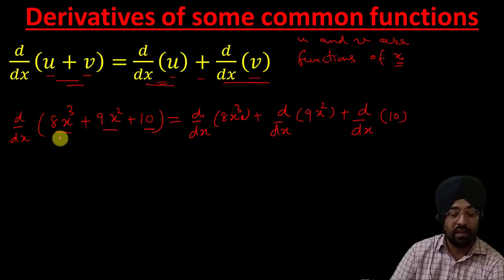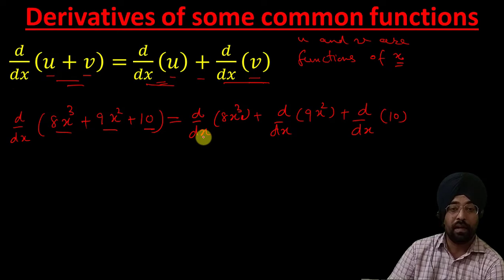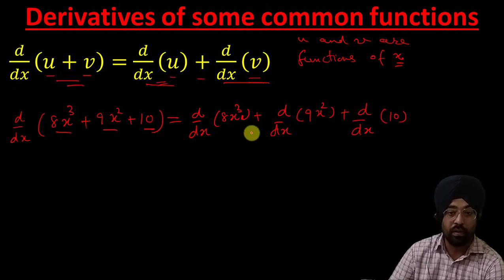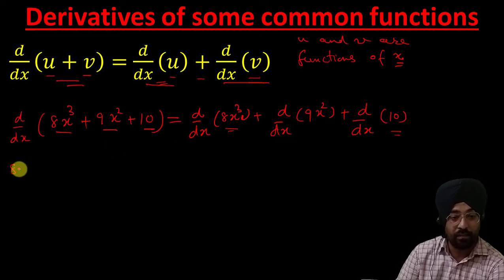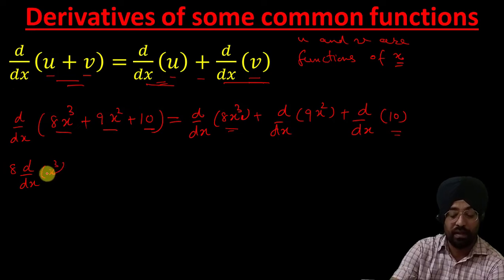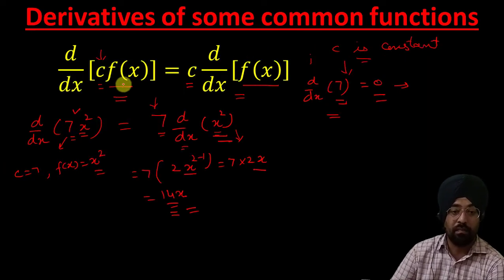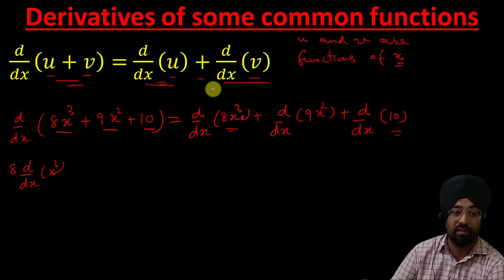So here we were given three functions. d by dx of 8x cube plus 9x square plus 10 can be written as d by dx of 8x cube plus d by dx of 9x square plus d by dx of 10. Now applying this formula, here a function is multiplied by a constant, so it can be written as 8 d by dx of x cube. So we have applied our previous formula, d by dx of c f(x) is equal to c d by dx of f(x).